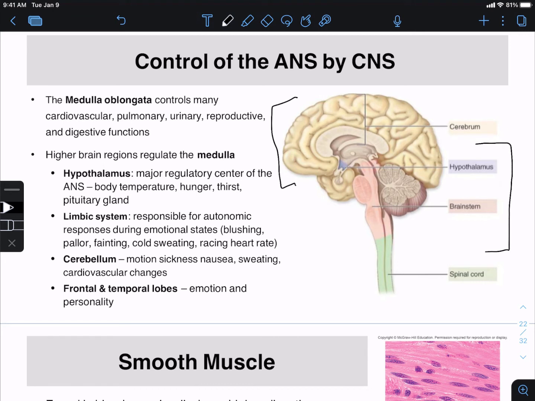A lot of the processes actually occur automatically though, and not with conscious information. And so you end up getting control of, for example, regulation of body temperature, hunger, thirst, etc., the release of hormones from the pituitary gland, emotional responses, etc., and so forth through the process of these higher centers regulating the autonomic nervous system.